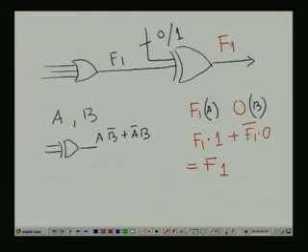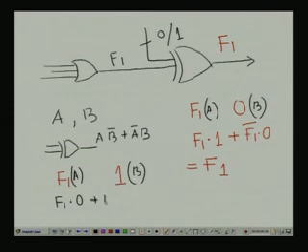F1 here. Now, if it is 1, that means this is my A, this is my B, and then A B bar, F1, B bar means 0, plus A bar means F1 bar and B means 1. So, this becomes F1 bar. So, if the XOR input is 1, I will be getting F1 bar.